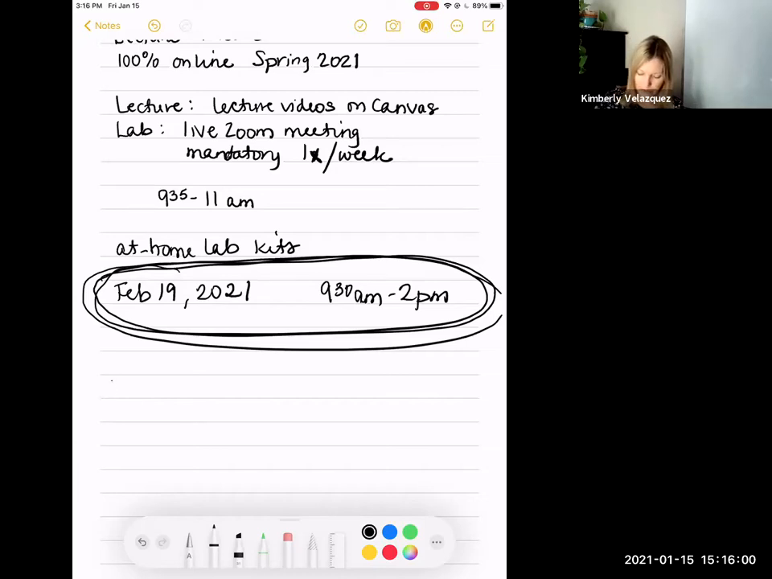So if you are in the Monday, Wednesday section, then every Monday, you're going to have a live Zoom lab session.